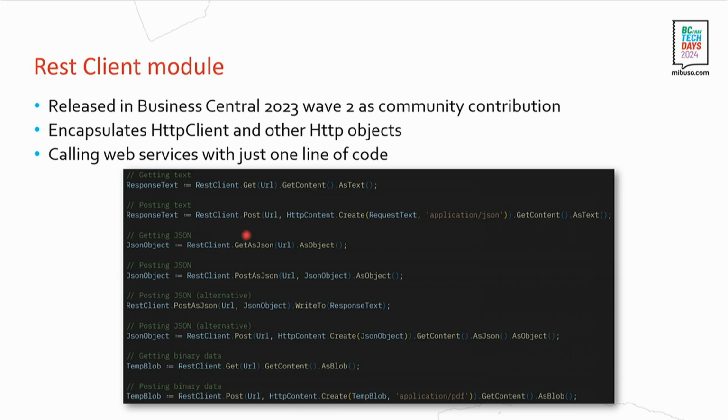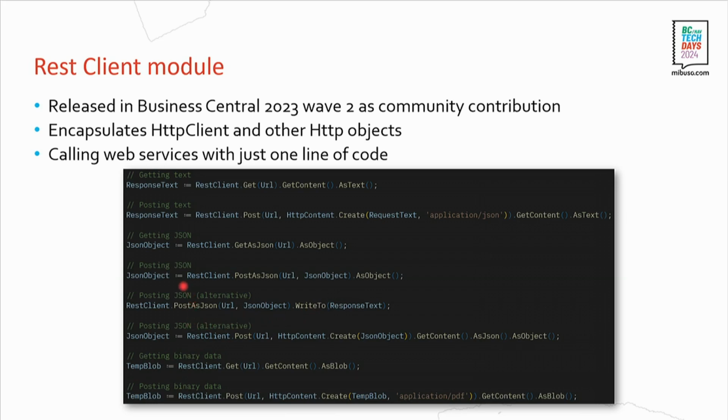Or if we want to work with JSON, get as JSON returns a JSON token. So the only thing I have to do is say as object and get back a JSON object directly. Or post as JSON, pass in a JSON object. We don't even have to create HTTP content, that will be handled for you. And it returns a JSON token. That could be an array, that could be an object. That's up to you. You know what's going on there. And then you can cast it into an object again.